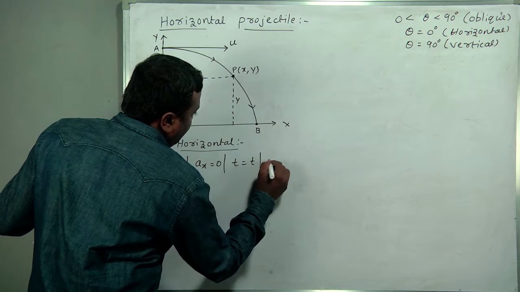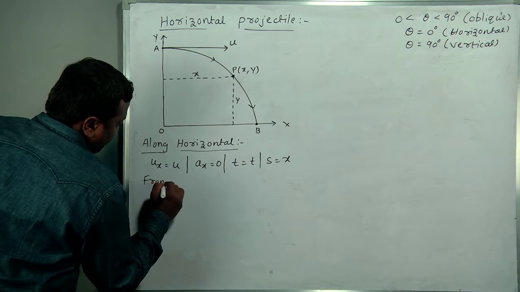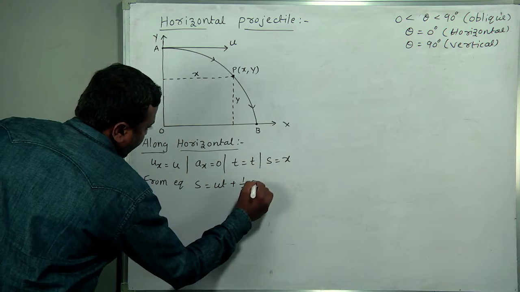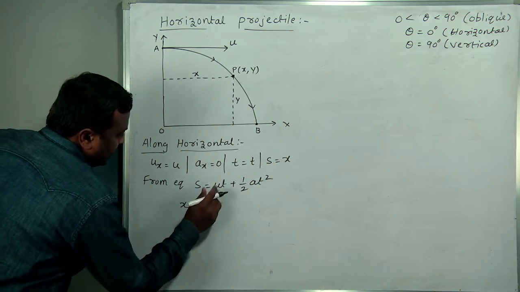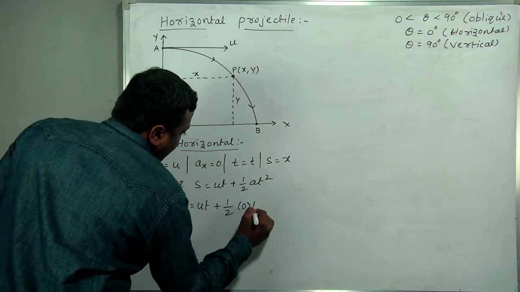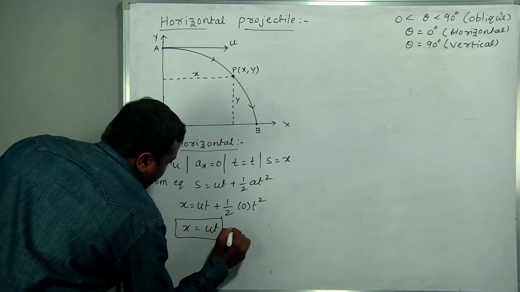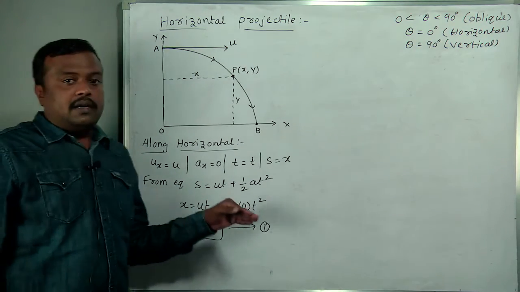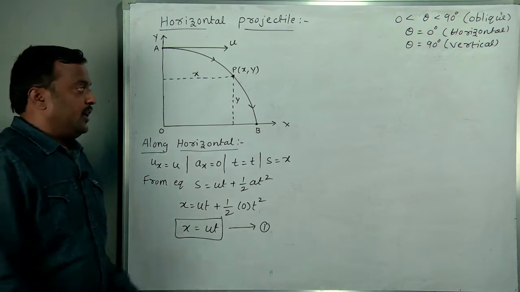Suppose after time t, its displacement is x. Now from the equation of motion, what can we write? S is equal to ut plus half at square. S is nothing but x along the horizontal, so x is equal to ut plus half into 0 into t square. Then along the horizontal, its displacement after time t, x is equal to ut.